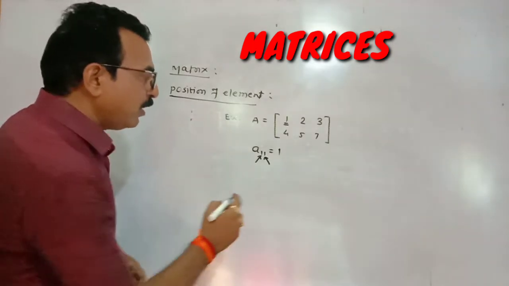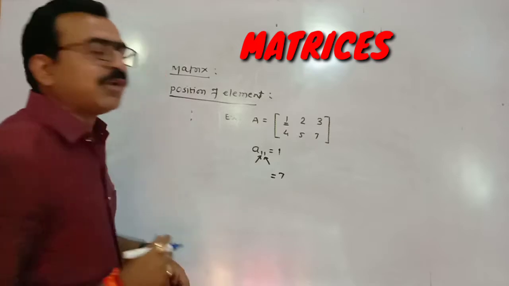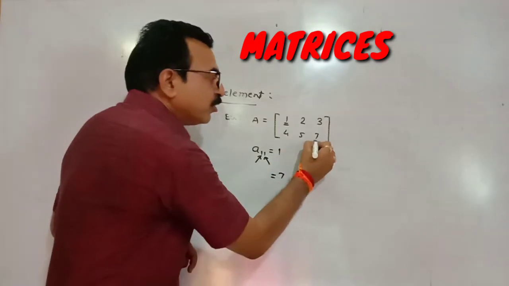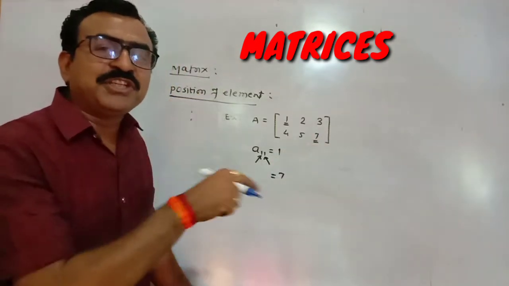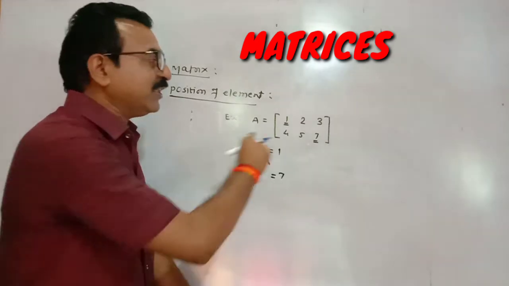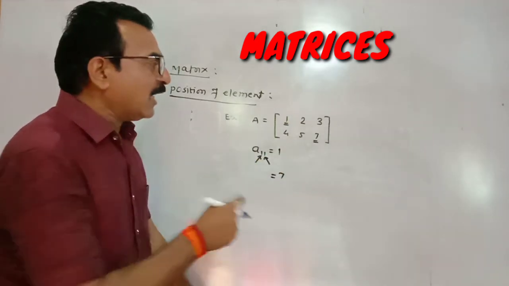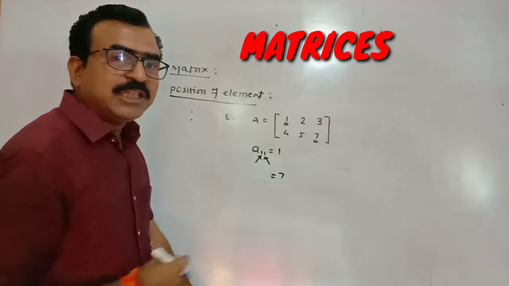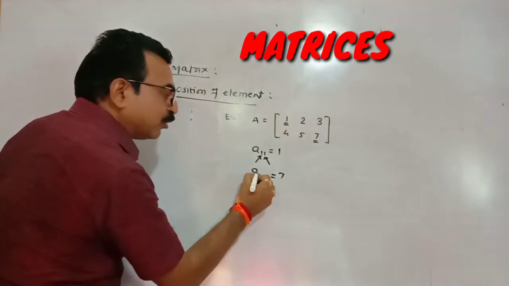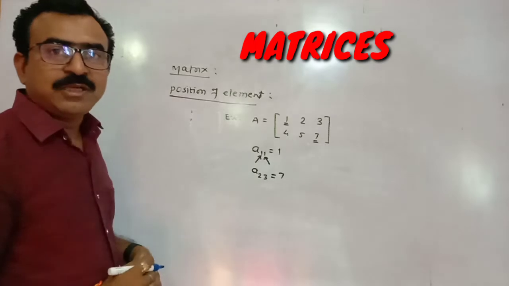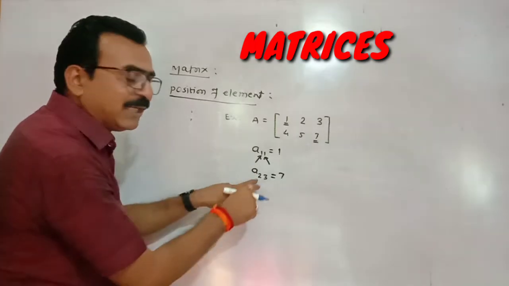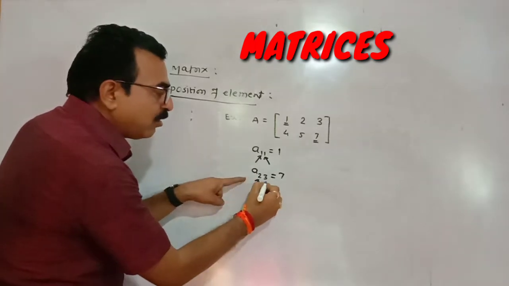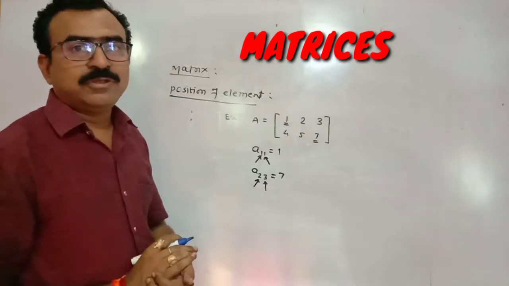Understood? Now tell me, what is the position of 7? So 7 is present in which row? It is present in the second row. And in which column is it present? It is present in the third column. So its position is 2, 3. 2, 3 means this element is present in the second row and third column.